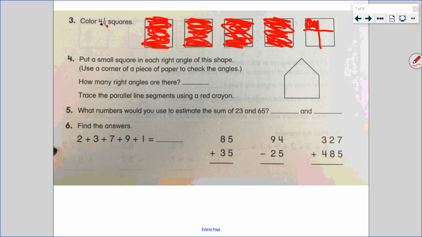Oh, it looks like we're going to be working with some angles. Number 4. Put a small square in each right angle of this shape. All right, well, let's look really quick, and I think that we can see that one is very obviously a right angle. That's just like an L. This one is just like a right angle.